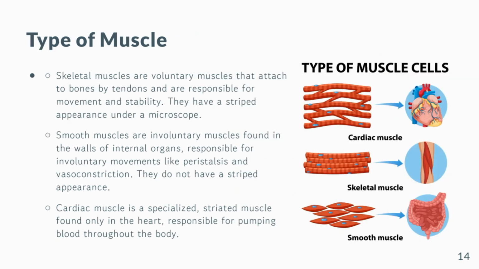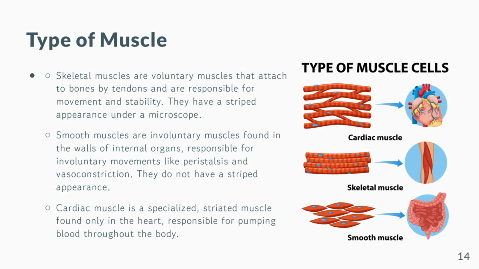Skeletal muscle. Skeletal muscles are also known as voluntary muscles because they are under conscious control. They are attached to bones by tendons and are responsible for movement and stability in the body. Skeletal muscles are striated, which means they have a striped appearance under a microscope.